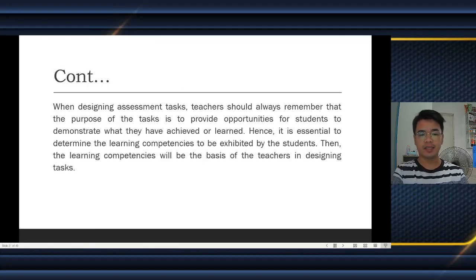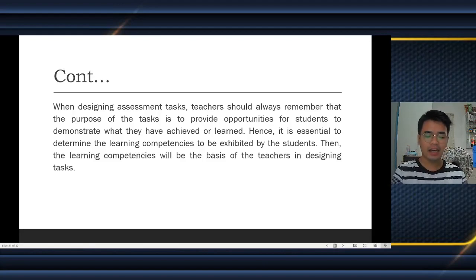So when designing assessment tasks, teachers should always remember that the purpose of tasks is to provide opportunities for students to demonstrate what they have achieved or learned. Important yun. So ulitin ko ha, teachers should always remember that the purpose of the task is to provide opportunities for students to demonstrate what they have achieved or learned. Not just simply a task para maubos yung oras mo. Okay, na gagawin nila sa isang buong linggo para hindi ka na magturo. It should be a demonstration of what they have achieved or learned.